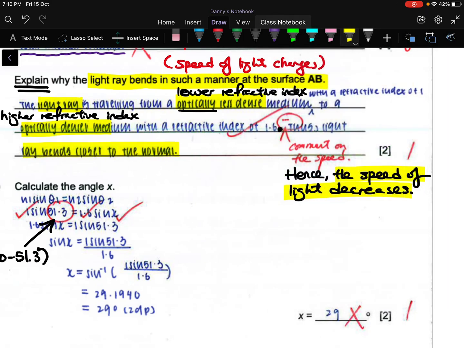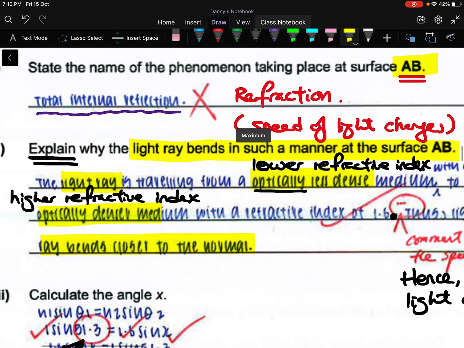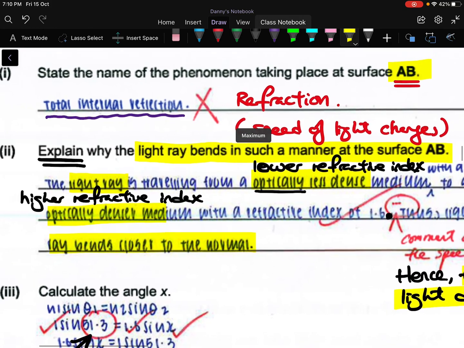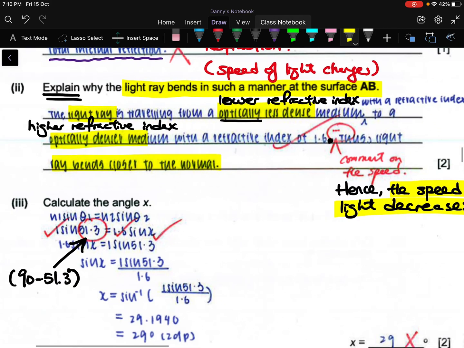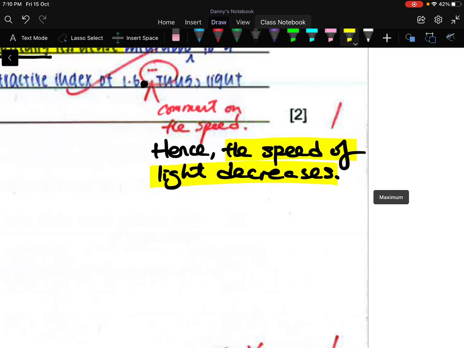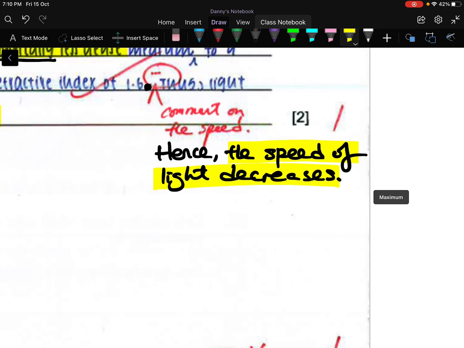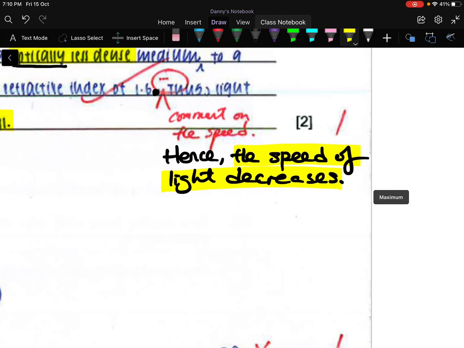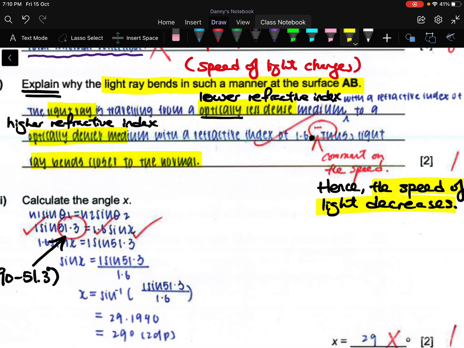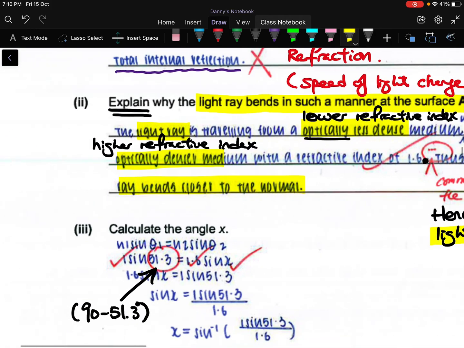In this case, if you mention that you are aware it is moving from a low index to a high index, you get 1 mark. In order to get the second mark, you should comment on how the speed changes. You need to tell me whether the speed increases or decreases. The word different will not give you any mark. And of course, you should describe that it bends towards the normal.